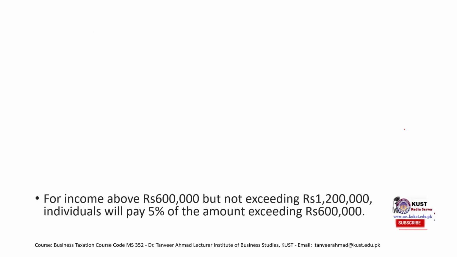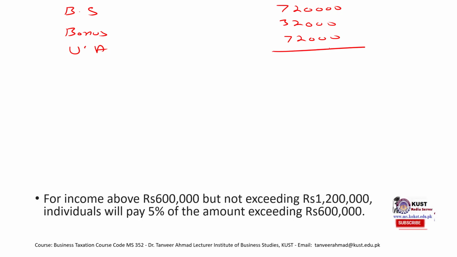For now, ignore this part of the slide. We would come back to this later on. Let's start with the basic salary. So the basic salary is 7,20,000. Bonus, that is 32,000. Then we have utility allowance, and that utility allowance is 72,000. The rest of the amount is either exempted or not allowed as deduction.